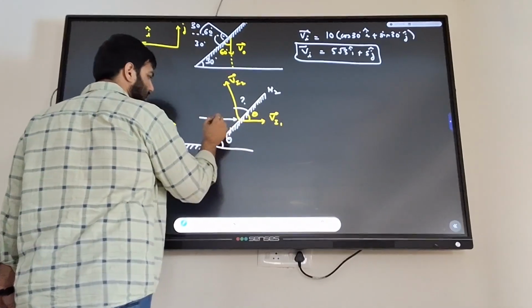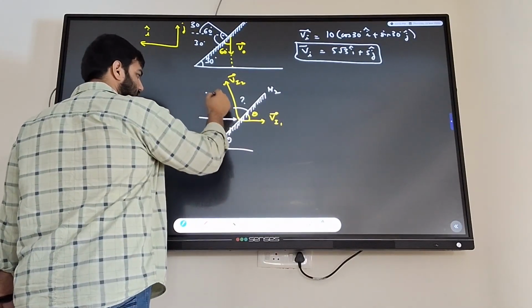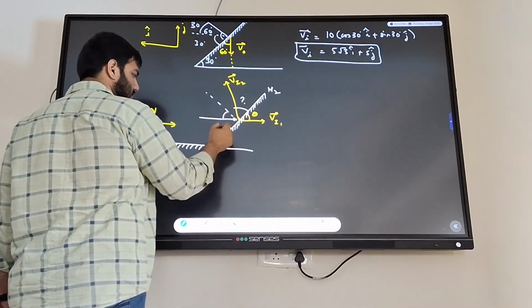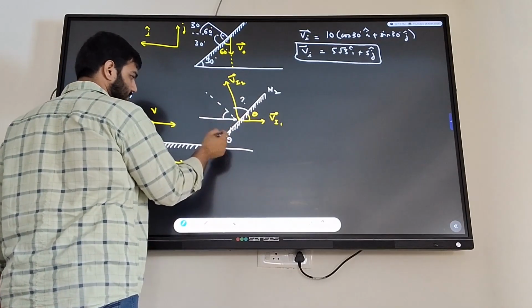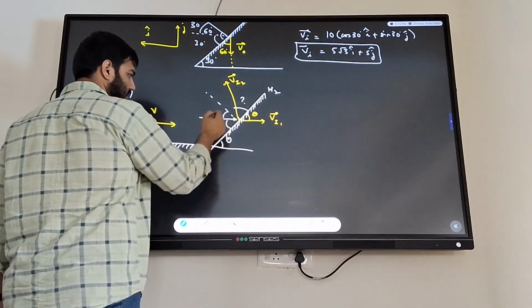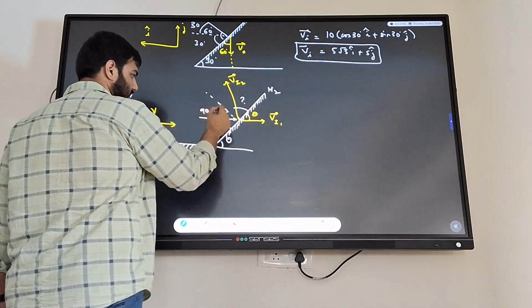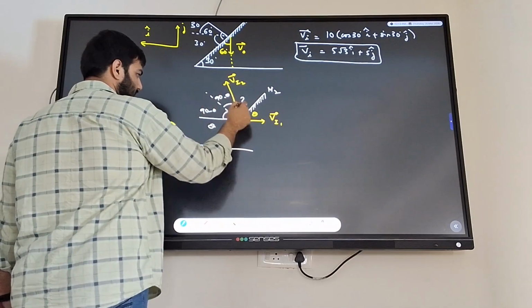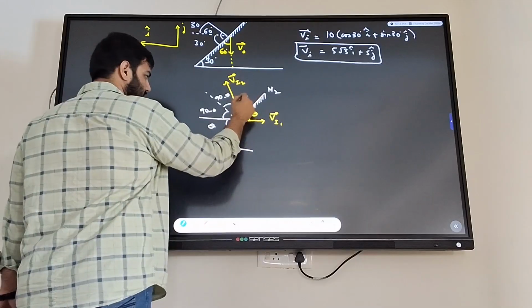This is the angle that the incident ray is making. Let's say this is the normal. So what angle is this making? Same, that is theta. Then this should be 90 minus theta. This is 90 minus theta. Therefore this is theta. This? Theta.